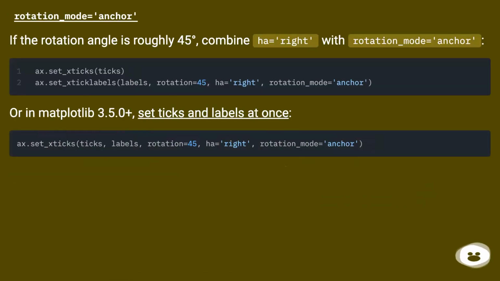Rotation_mode equals anchor. If the rotation angle is roughly 45 degrees, combine ha equals right with rotation_mode equals anchor. Or in matplotlib 3.5.0 plus, set ticks and labels at once.